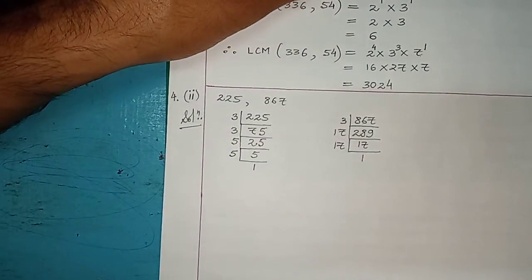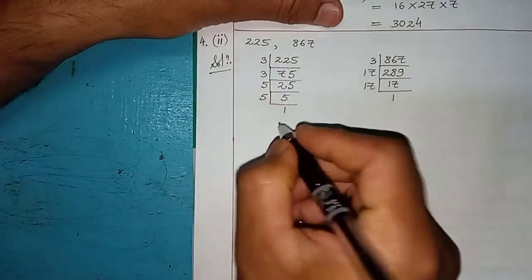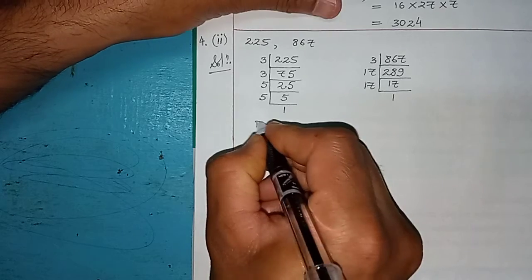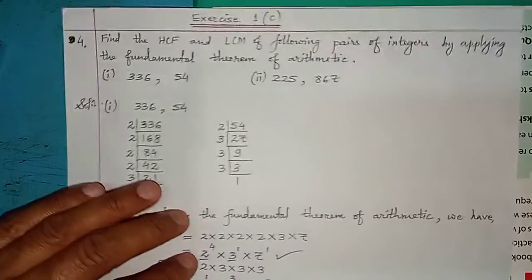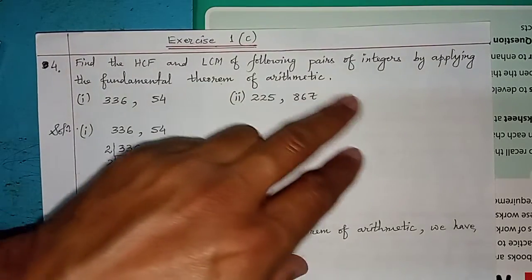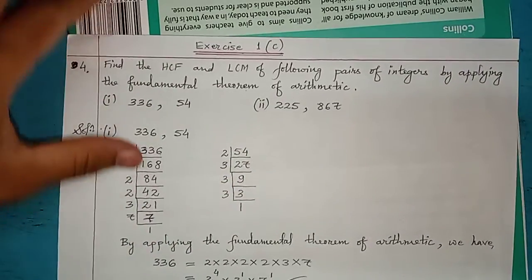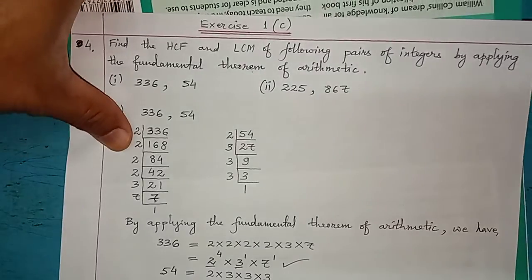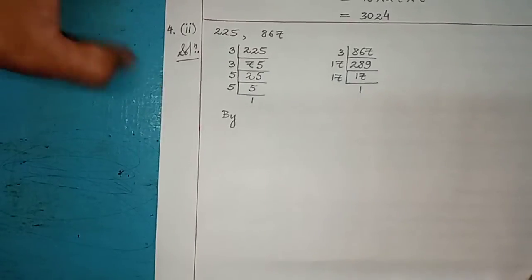Now, the process is still left, because we have to find HCF and LCM. The question clearly tells us to find the HCF and LCM of the given pairs of integers by applying the fundamental theorem of arithmetic. The fundamental theorem of arithmetic says that any positive integer can be decomposed or factorized as a product of prime numbers, or prime factors. So that's why now we'll apply it here.